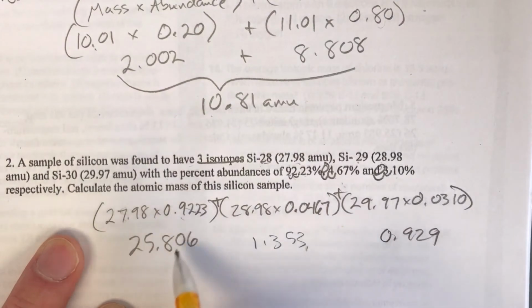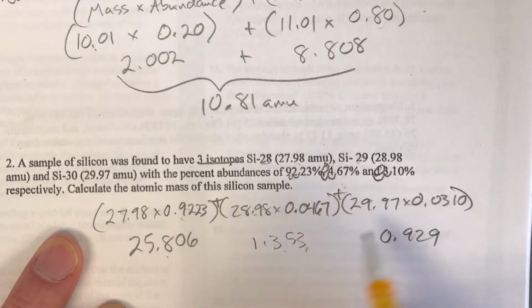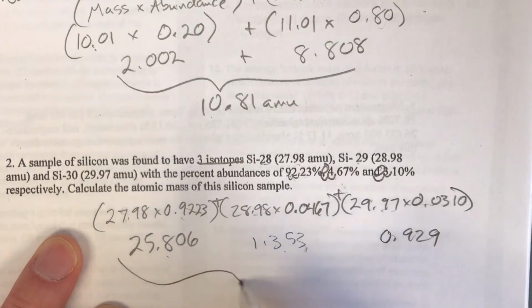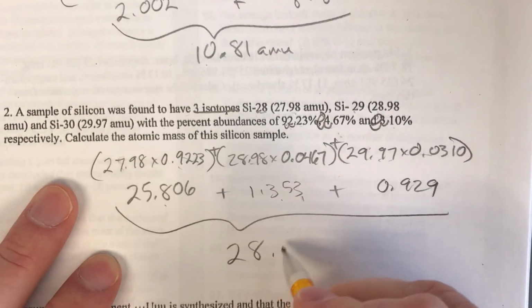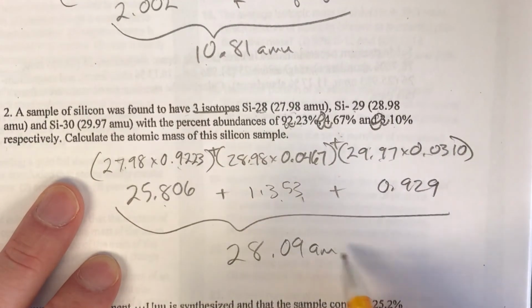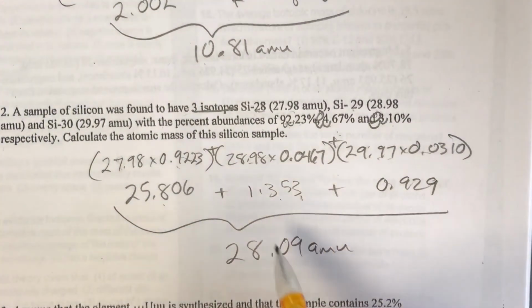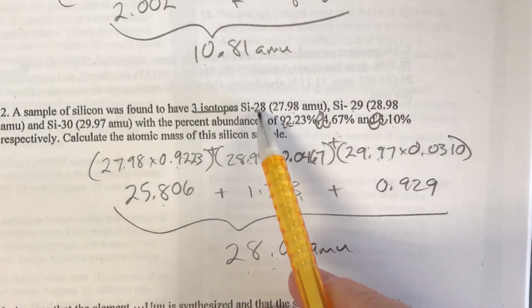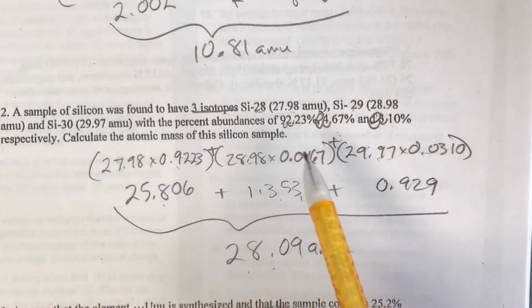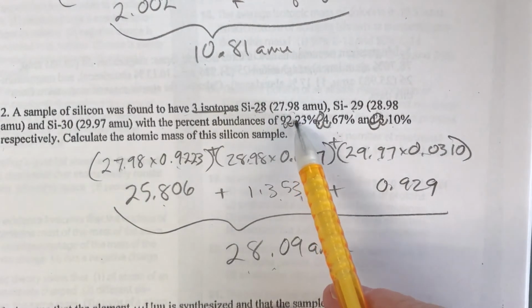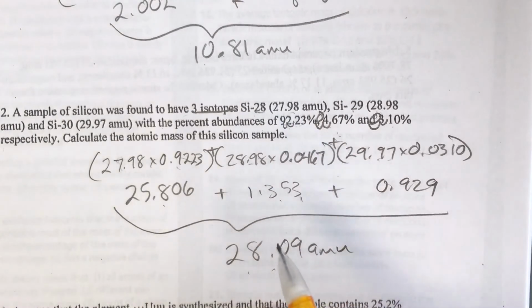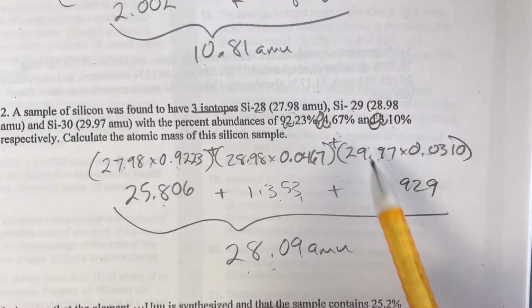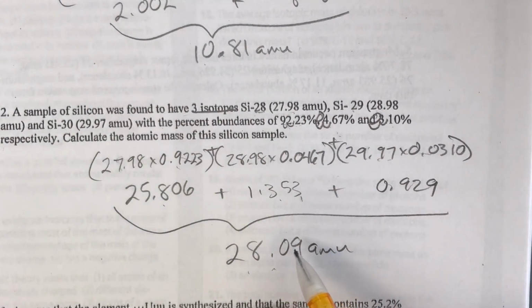So again, those two multiplied gave me that, these two multiplied give me this, these two multiplied give me this. When we do that whole math, we add those 3 up, 28.09 AMUs. Now, when we check our math, notice 28.09 is in between 28 and 30, and it makes sense because it's closer to the 28 number, because 92% were the silicon 28 isotope. So your math should be closest to the value of the isotope that you see the most.